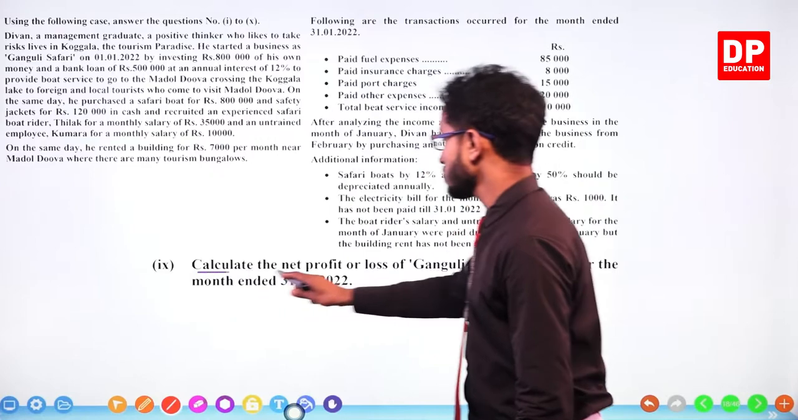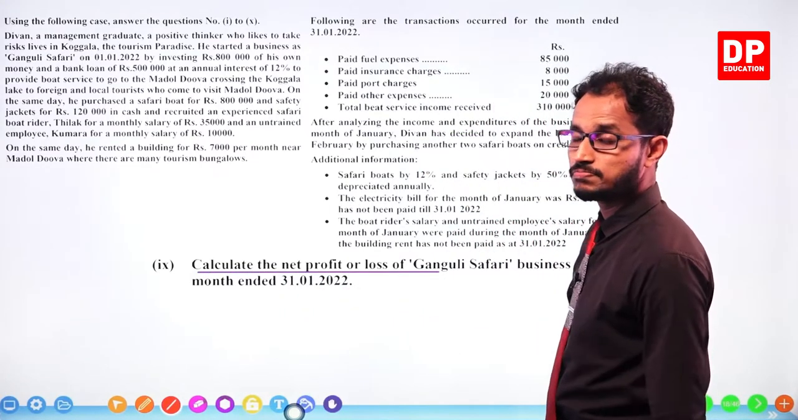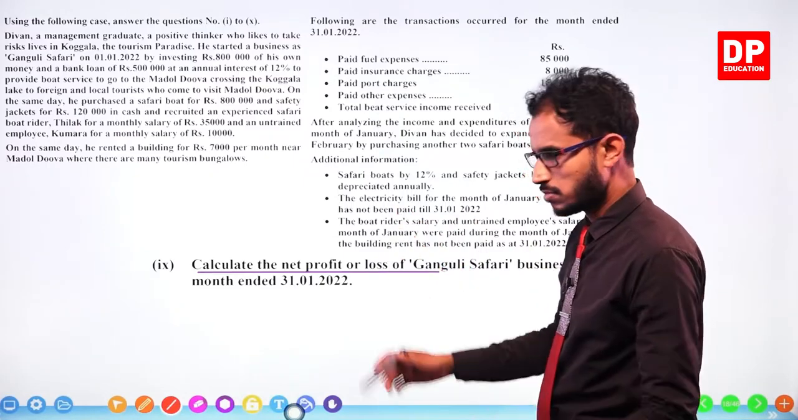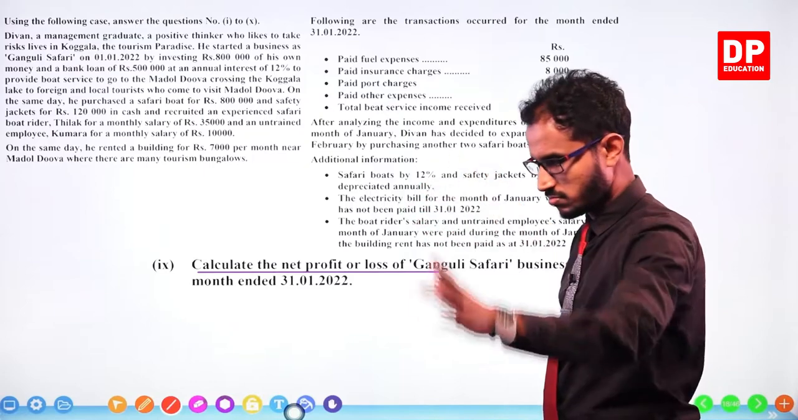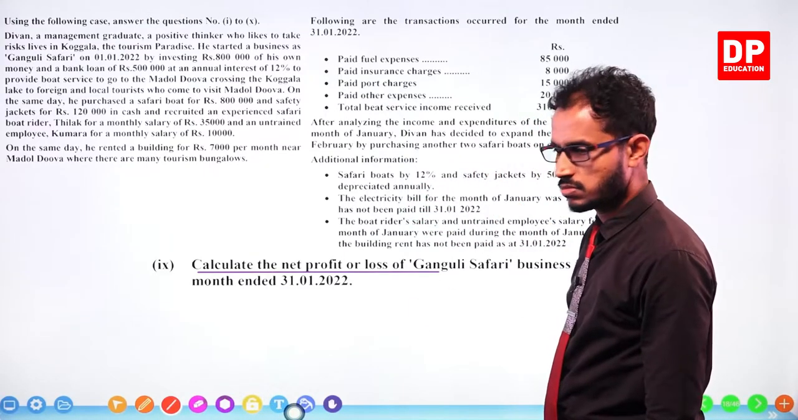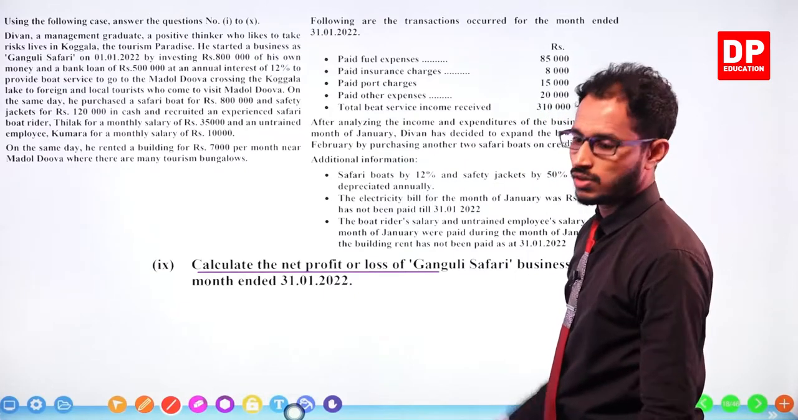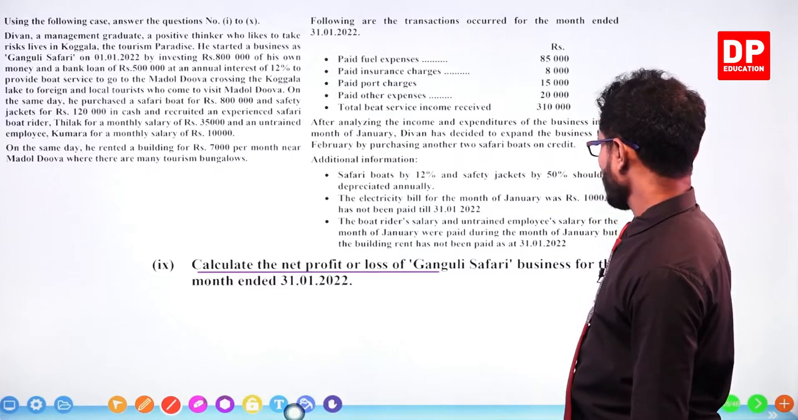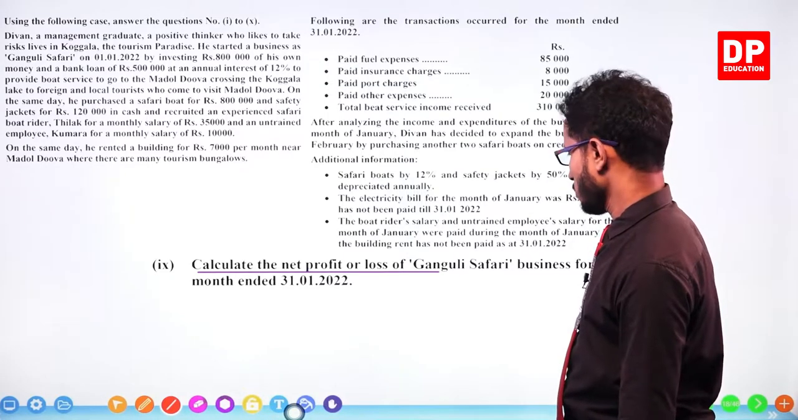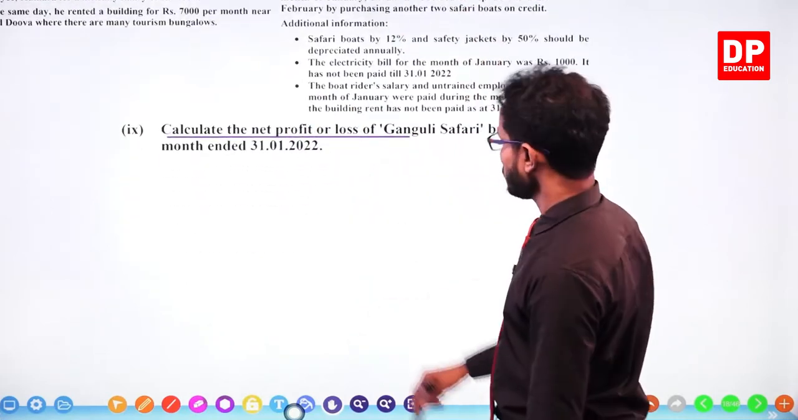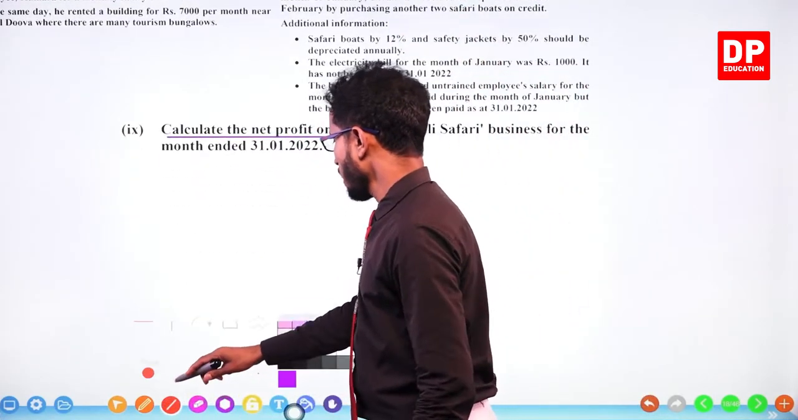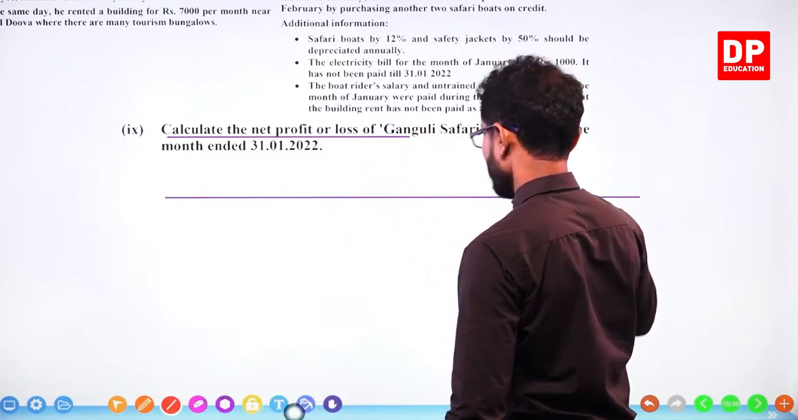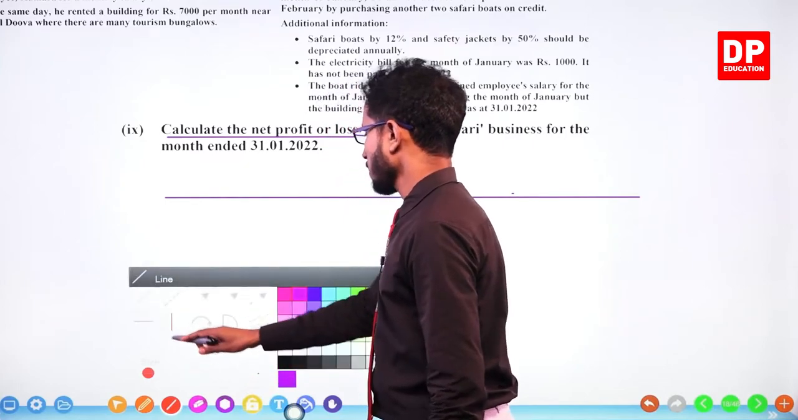Wow, these parts are the things that students skip. They say, net profit, are you kidding me? Just let it go. Let's go to the next question. No, let's do it. Calculate the net profit or loss of Ganguly Safari business for the month ended. Okay. We need a small statement, not a very complex one.